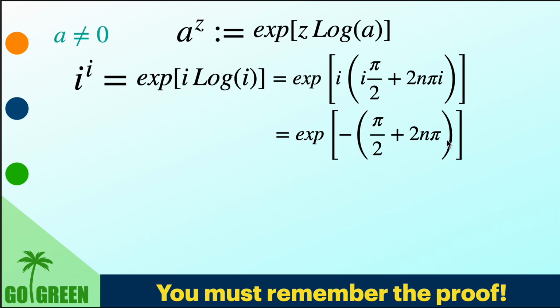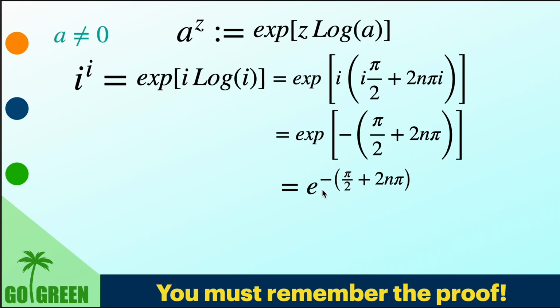Now you see that there is no i and it's a purely real number. Everything is a real number. Therefore, we can write e to the power minus (π/2 plus 2nπ), the same number. So at least we see that i to the power i is all real, and you can take n to be any integer. So basically i to the power i is multi-valued as expected, and e to the power minus (π/2 plus 2nπ), these are the values.